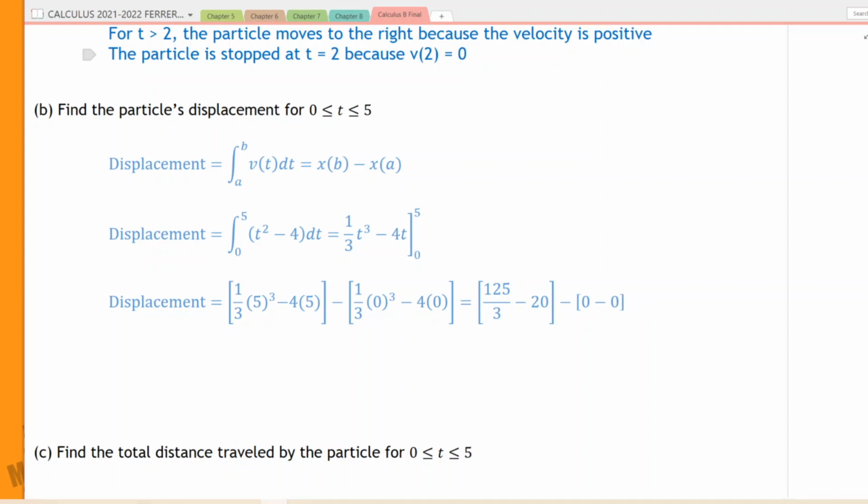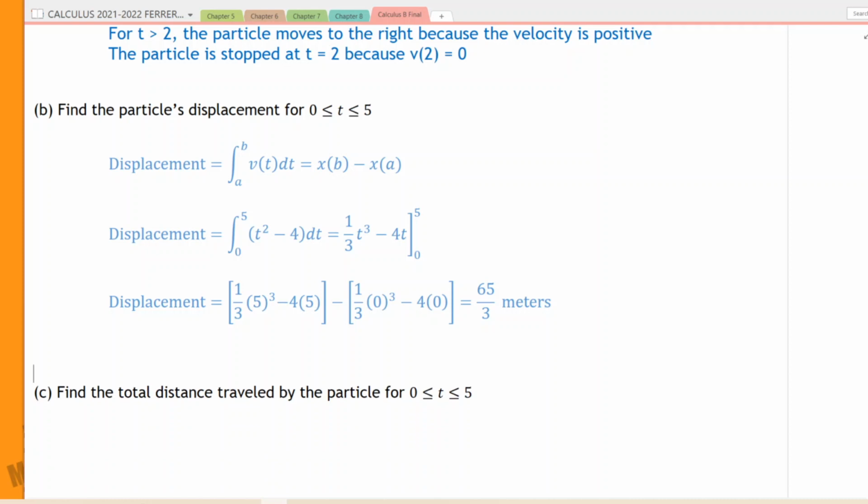Then we'll do some subtraction. And then finish it off with the last subtraction. Units are again meters. Great. Let's take a look at part C now.